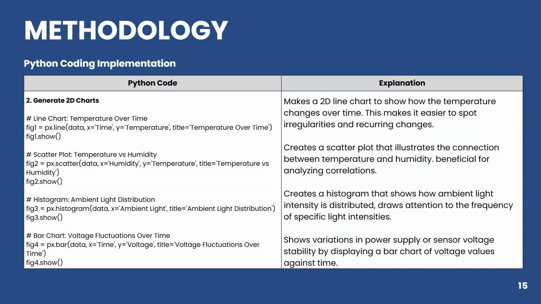Alright, next is generating 2D charts. The code makes a 2D line chart to show how the temperature changes over time. This makes it easier to spot irregularities and recurring changes. It creates a scatter plot that illustrates the connection between temperature and humidity, beneficial for analyzing correlation. It creates a histogram that shows how ambient light intensity is distributed, drawing attention to the frequency of specific light intensities. Next, it shows variation in power supply or sensor voltage stability by displaying a bar chart of voltage values against time.